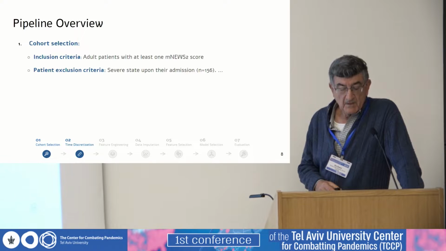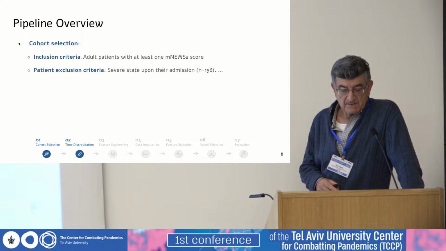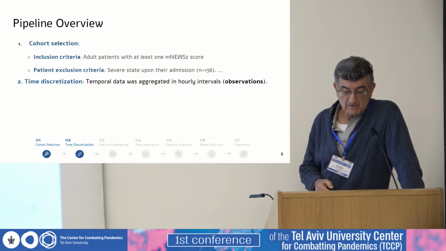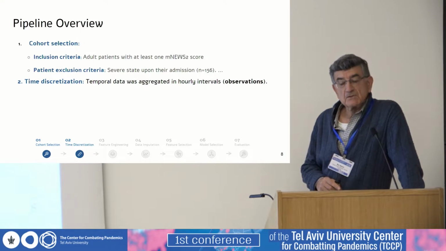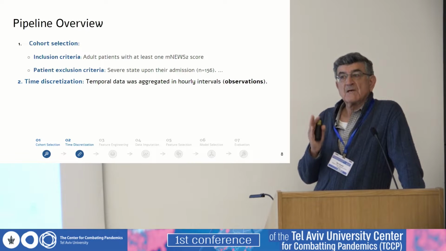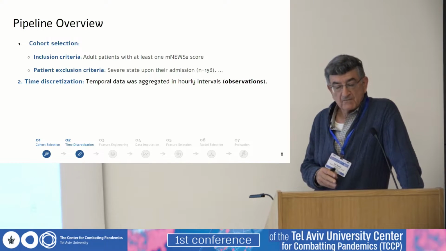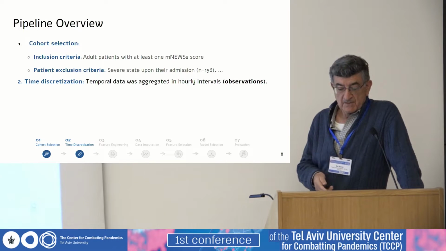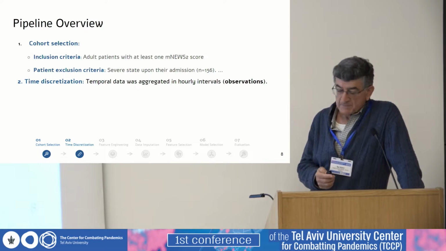Okay, so there are many stages in preparing the data. I'll go over them very quickly. So we took adult patients that had scores, and we excluded patients who were severe, near, or very close to the admission. The way we looked at the data is to summarize the information we have every hour. So if there were multiple measurements, we average them in the hourly window, and we call these observations.